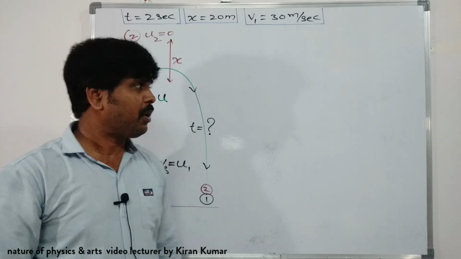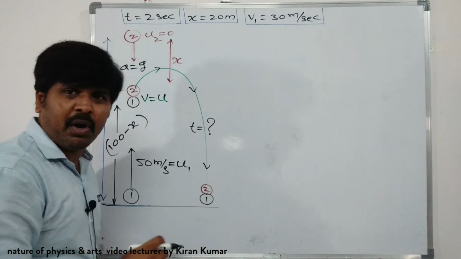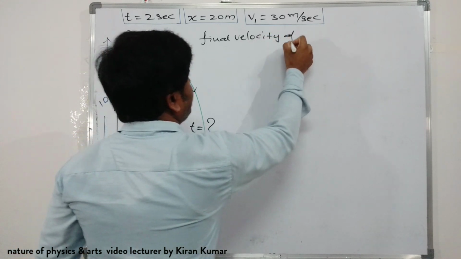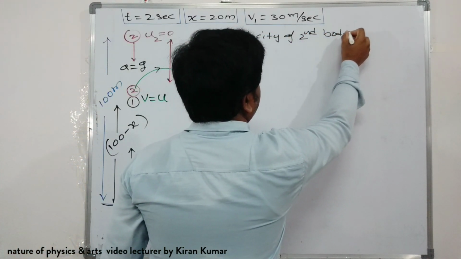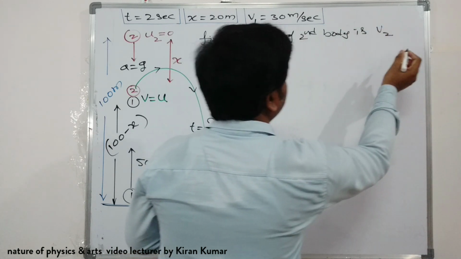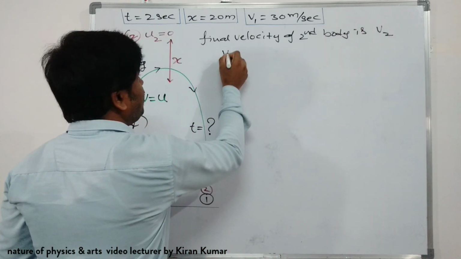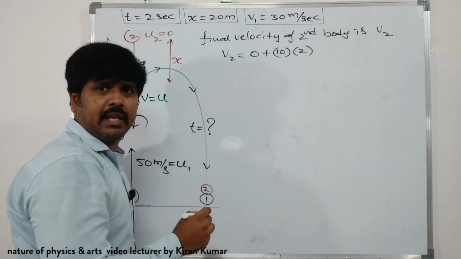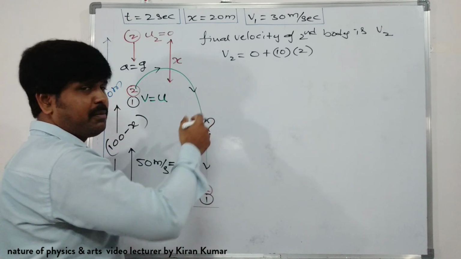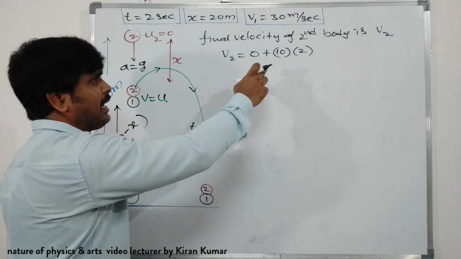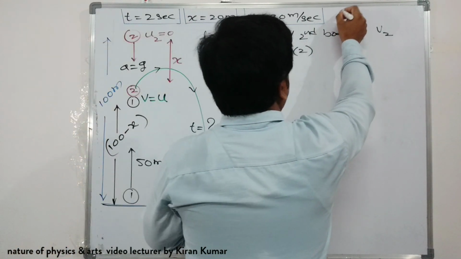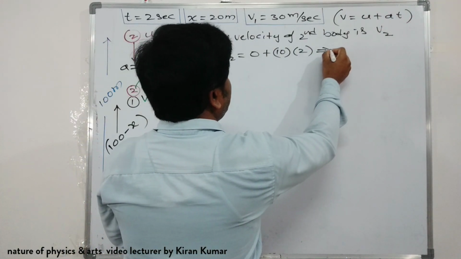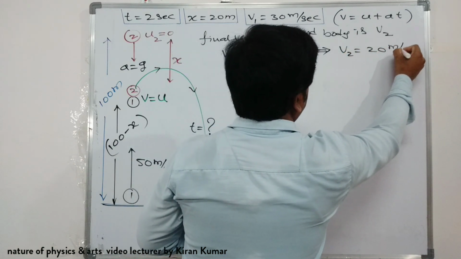Please watch that video. For the final velocity of the second body, we have to find v2. The basic formula is v2 equal to u plus gt. The g value is 10 and t is equal to 2 seconds. We already know the freely falling body acceleration due to gravity is 10 meter per second square. With the basic equation v is equal to u plus at, the v2 value is equal to 20 meter per second.